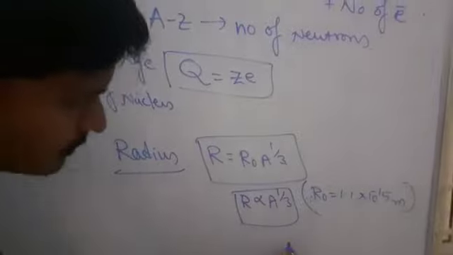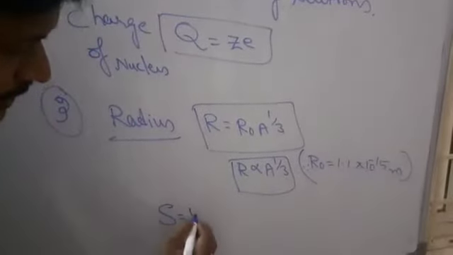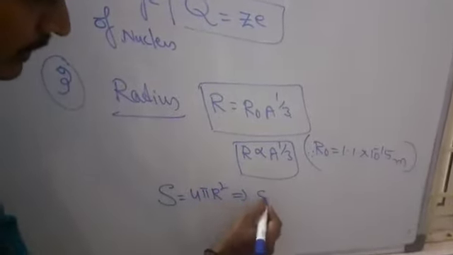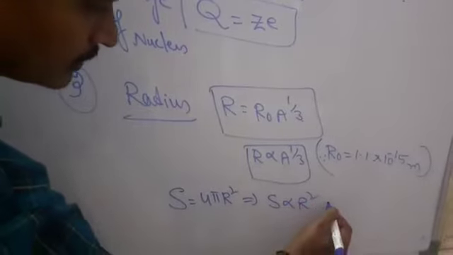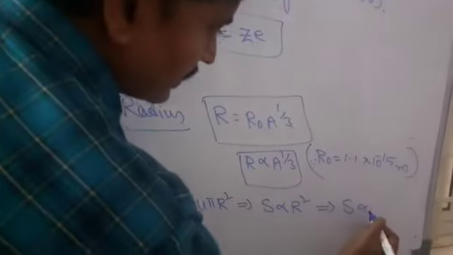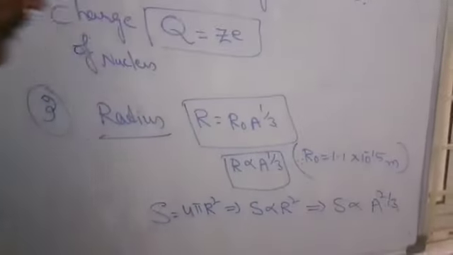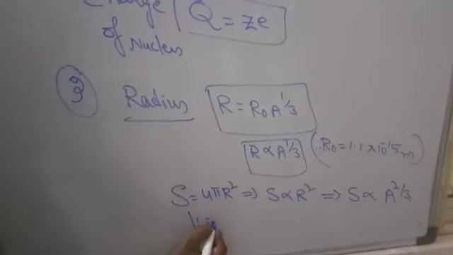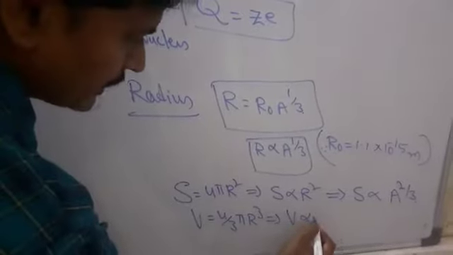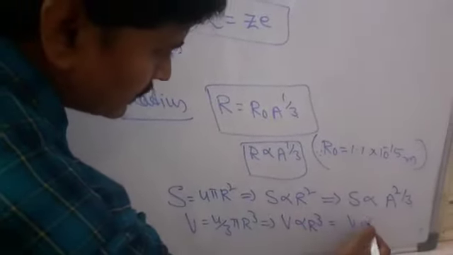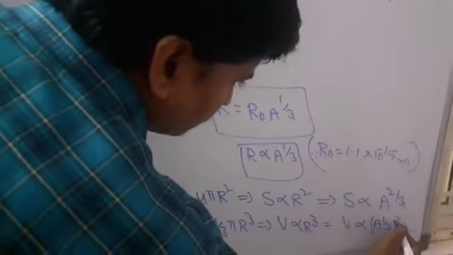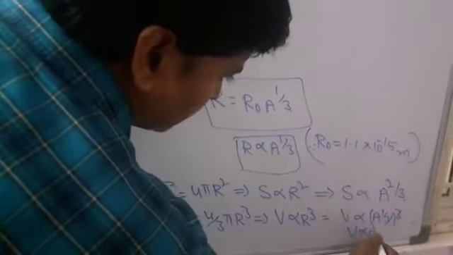The surface area is 4 pi R square, so surface area is directly proportional to R square. Substituting, surface area is directly proportional to A to the power of 2 by 3. Next, volume is equal to 4 by 3 pi R cube, so volume is directly proportional to R cube. Here V is directly proportional to A to the power of 1 by 3 whole cube. The 3s cancel, so V is directly proportional to A.